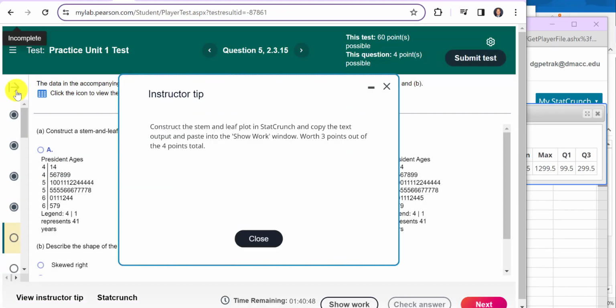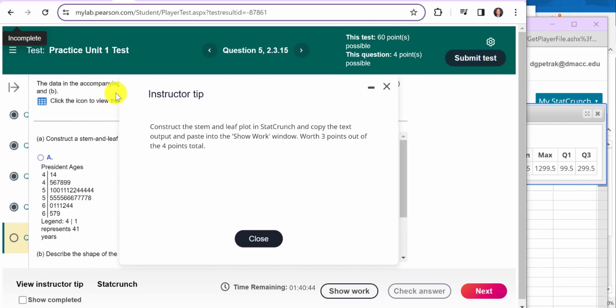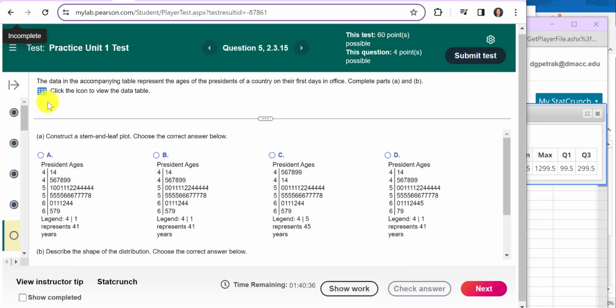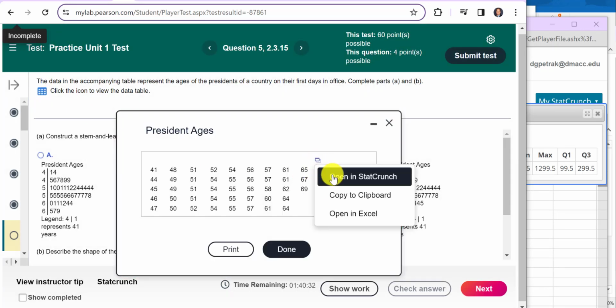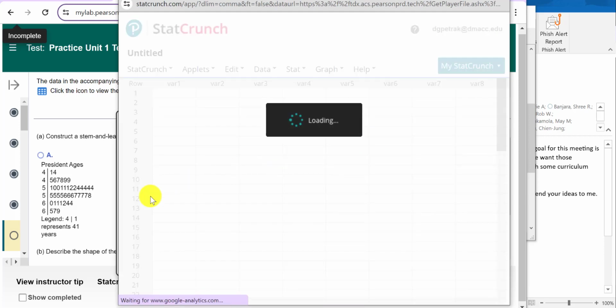This is number 5. Oh, and this is a show work question. They're going to have us do a stem and leaf plot, and then we're going to take a picture of that and put it in there. So I'll show all of those steps. All right, so we click the data, and if we just open this in StatCrunch, it wants to do a stem and leaf plot.